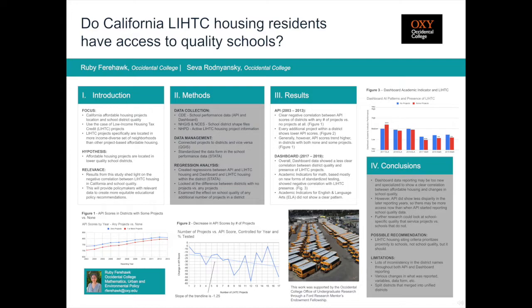We found that academic indicators for math, which is based mostly on Smarter Balanced standardized testing, shows a negative correlation with the presence of LIHTC housing in the district. The same indicator for English language arts did not show the same correlation, and both of these are shown in Figure 3. Dashboard reporting may be too new to show any clear patterns yet. However, because API data shows less disparity in the later reporting years, LIHTC housing residents may have more access to quality schooling than in the early 2000s.